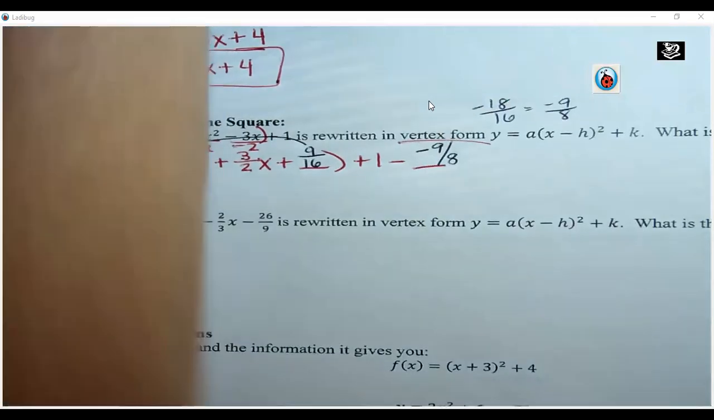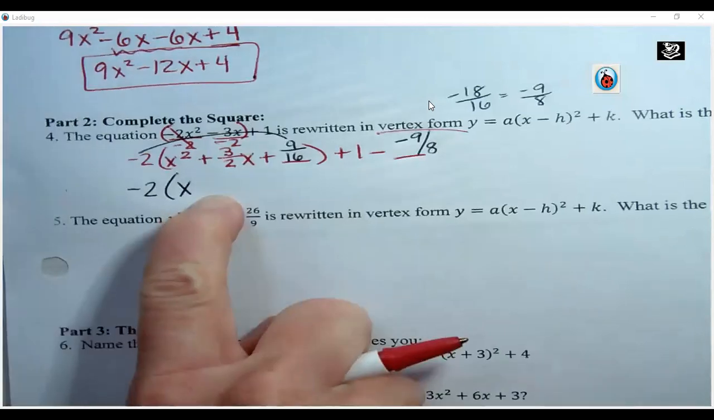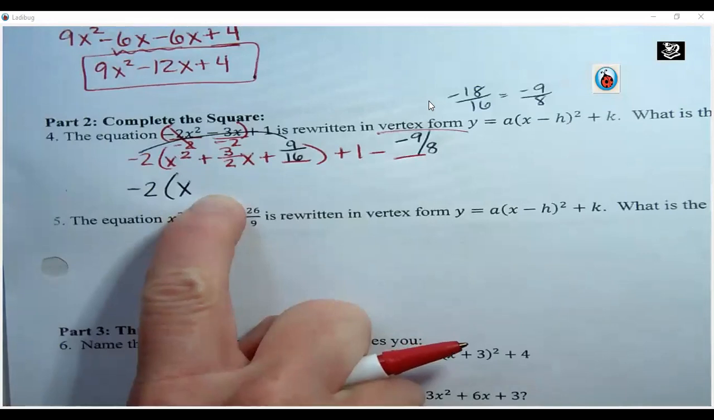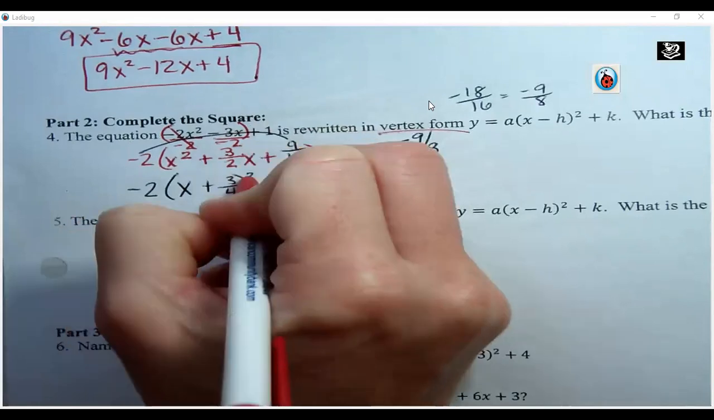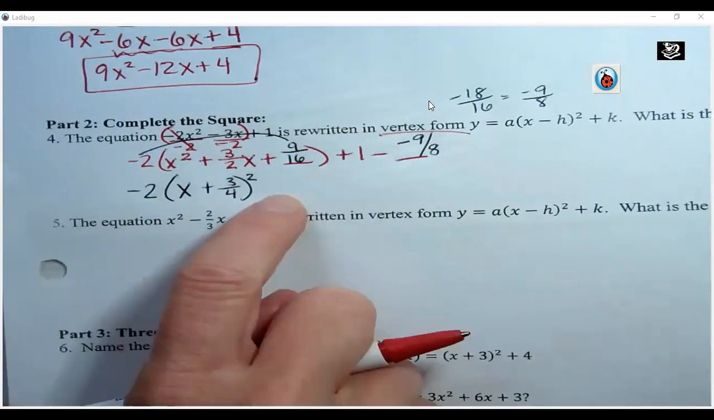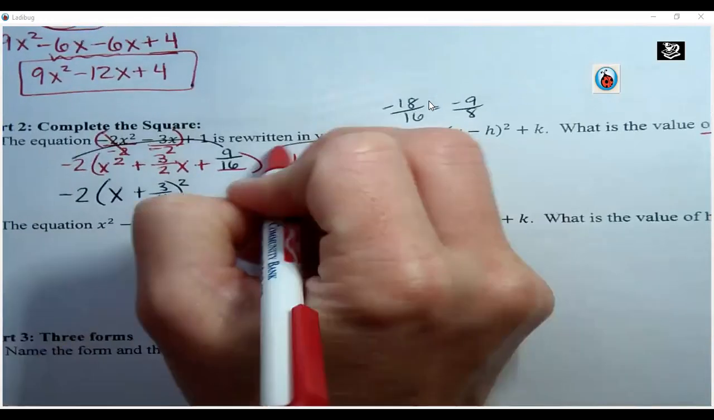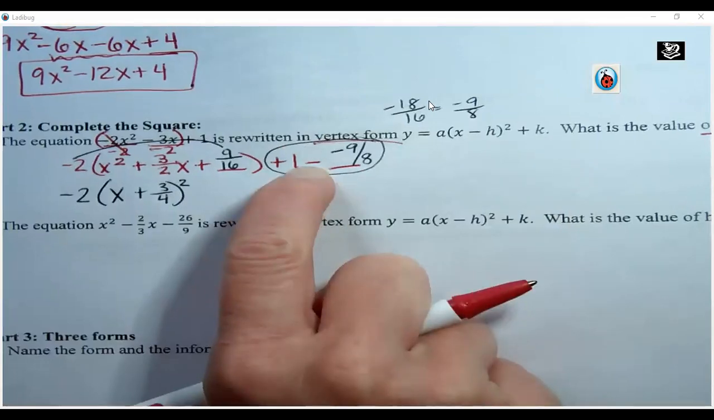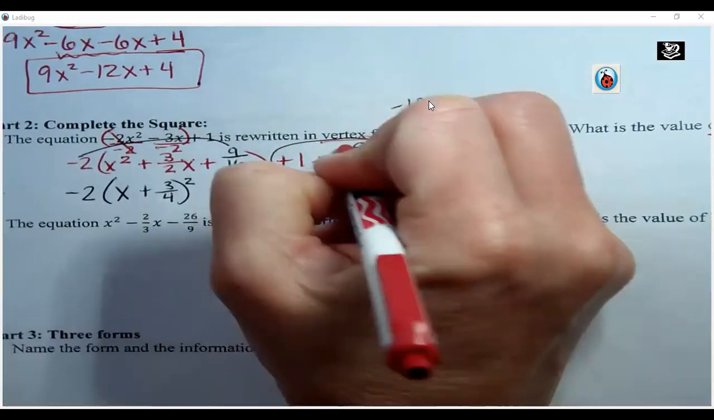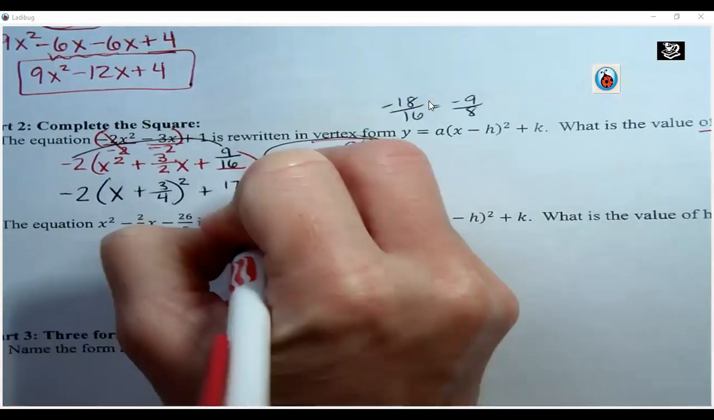All right, so I get negative 2x. What goes here? Half of b, which is 3/4. Square on the outside. How do I get the number that goes here? Combine negative 9/8 and 1. Good, but I have to remember I'm subtracting, so you have to do the opposite sign. Yep. So it turns into a positive. All right, that gives you 17 over 8.